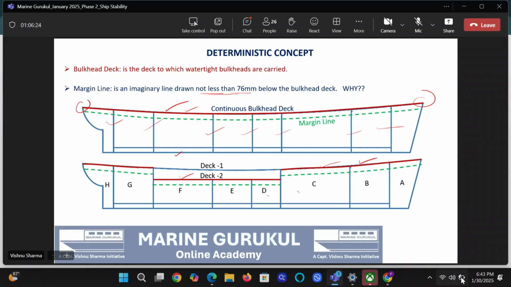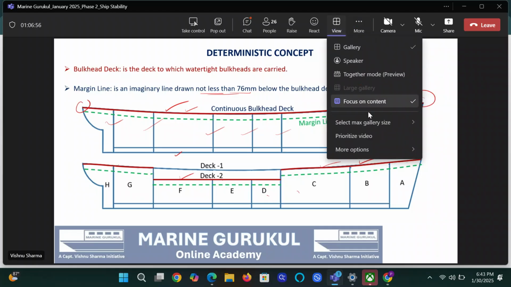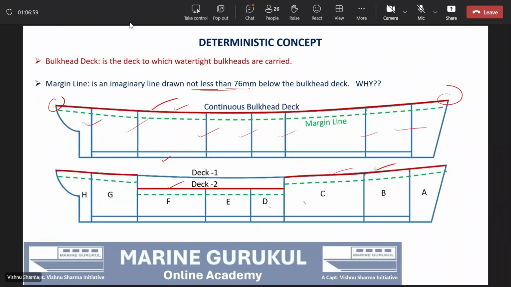So actually, the ship will remain afloat till the bulkhead deck goes below the water. Okay. Now, would you like your ship to immerse right up to the bulkhead deck? No. Like you have a breaking load of a wire. Do you want to put that much load on the wire, up to the breaking load? No. You have a safety factor and you come to SWL so that you don't exceed the safe working load. Likewise, technically, you can immerse up to the bulkhead deck.